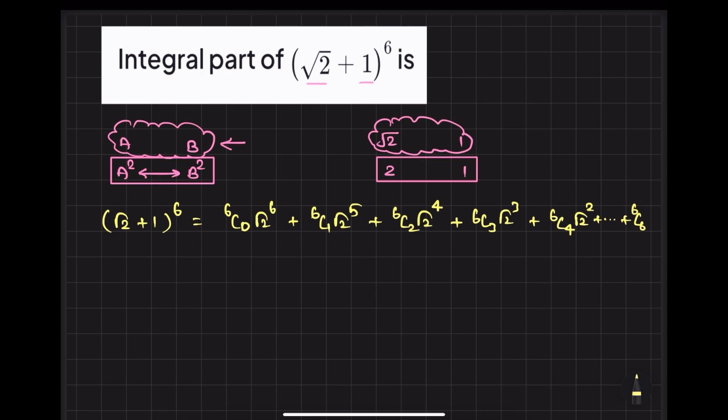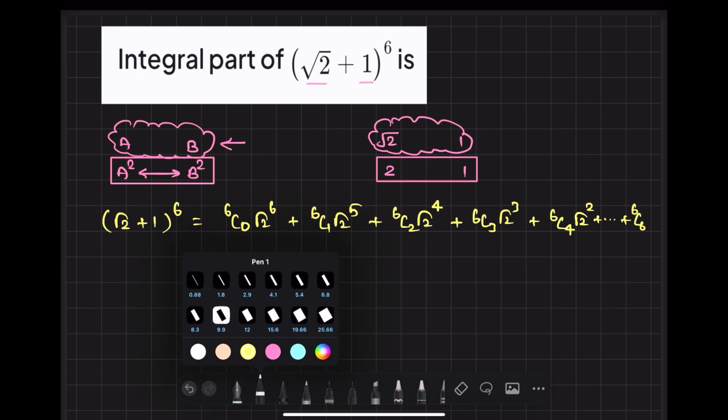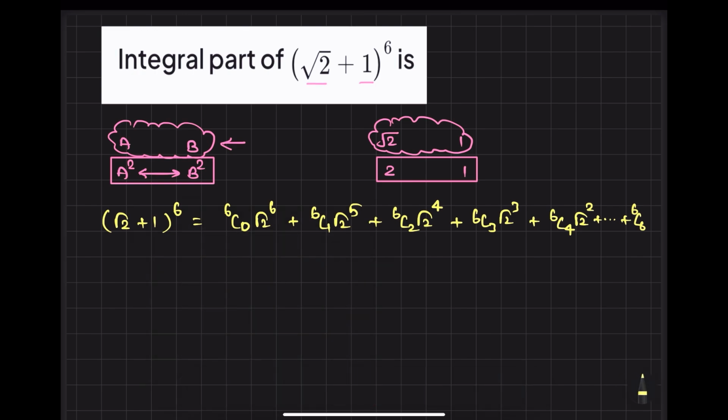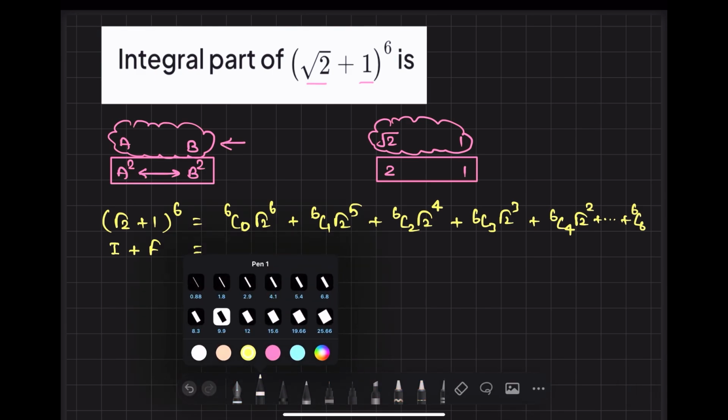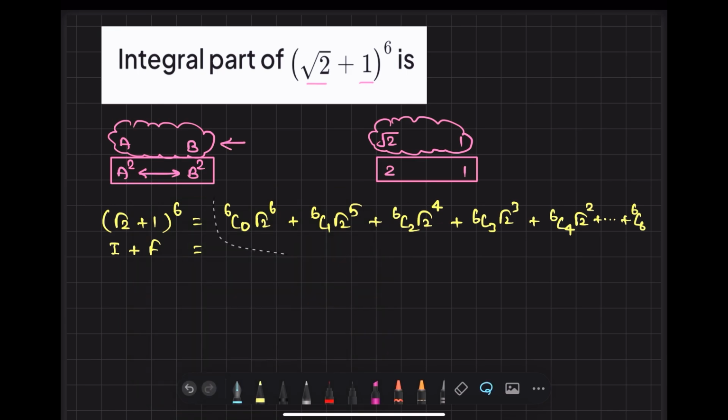Now similarly you know that this thing will contain some integral part and some fractional part, because root 2 is 1.414 and then we have 1, so it is 2.414, right? So it is greater than 1 and it is 2 point something, so it will have some integral part and some fractional part. Okay, I feel that till this part you guys are okay.